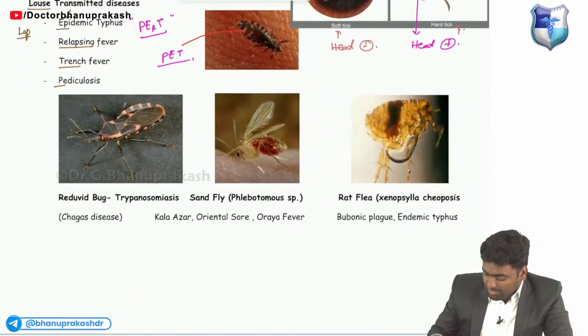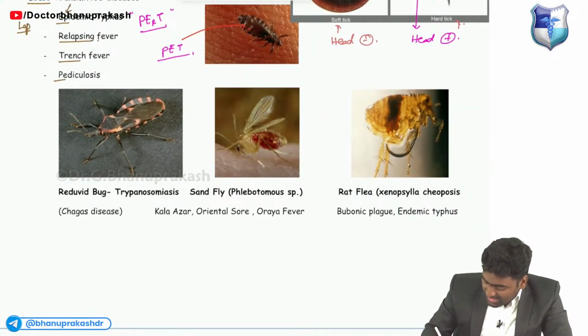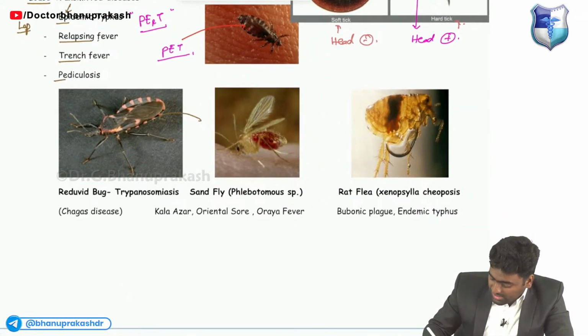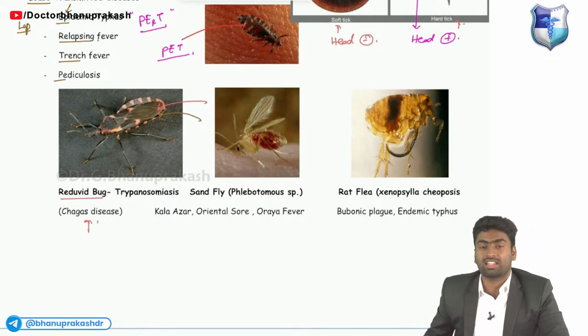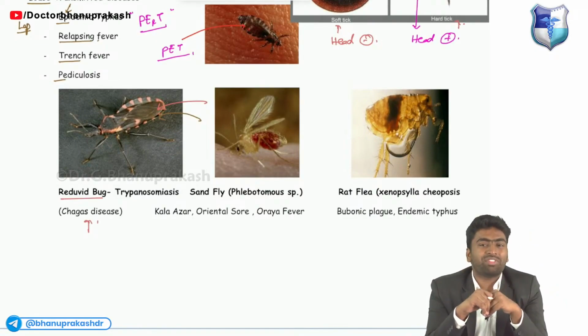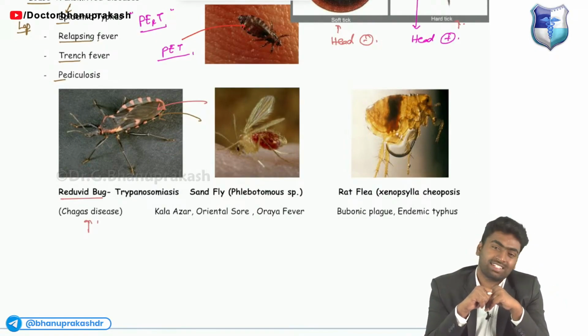Then if you see the next bug, what is it? It is this kissing bug which causes the disease known as Chagas disease. Reduviid bug, also the kissing bug, which causes Chagas disease. Can anyone tell me the name of the disease which is called kissing disease?